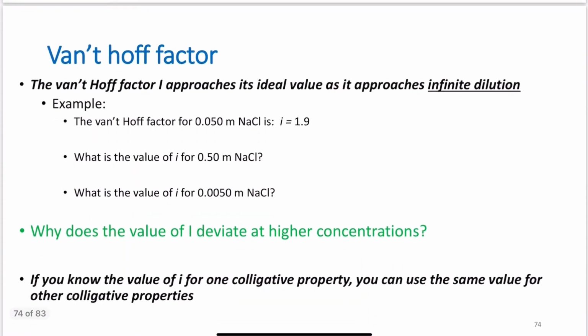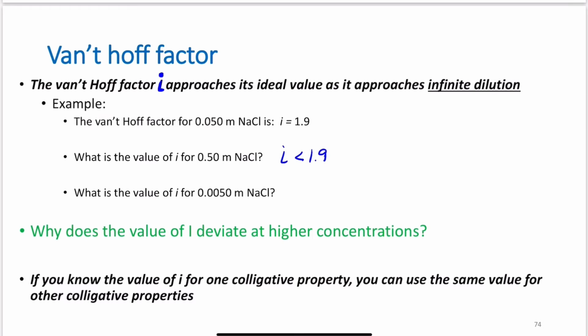So the Van 't Hoff factor, this is an i, approaches its ideal value as it approaches infinite dilution. So for example, the Van 't Hoff factor for a 0.05 molar sodium chloride solution is 1.9. But if I went for 0.5 molar sodium chloride, i would be less than 1.9.